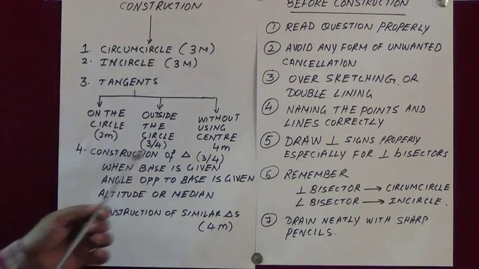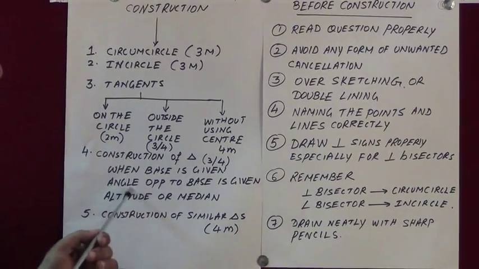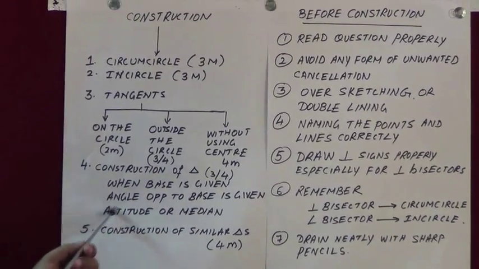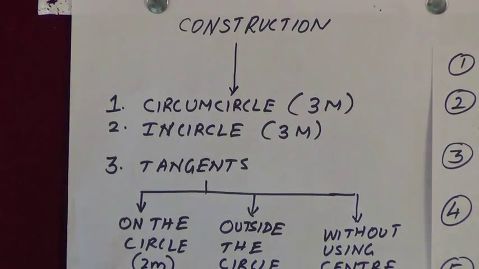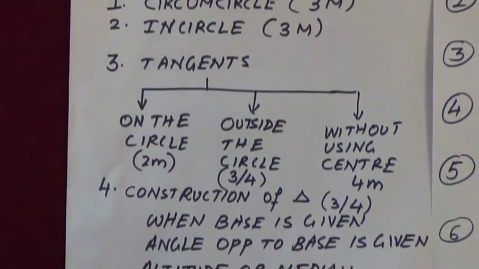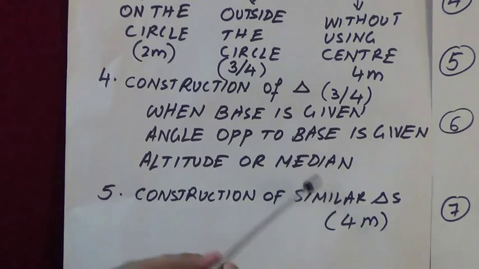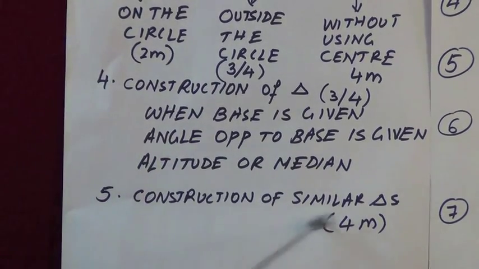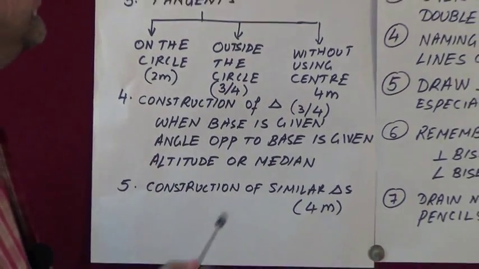The next is construction of triangles when 3 conditions are given. That is, the base is given, the angle opposite the base is given, and the altitude or the median is given. In that case, the sums will be based on 3 to 4 marks. And construction of similar triangles, the last type, which normally comes for 4 marks. So here is the marks distribution that I wanted to mention here. Please go through it once.